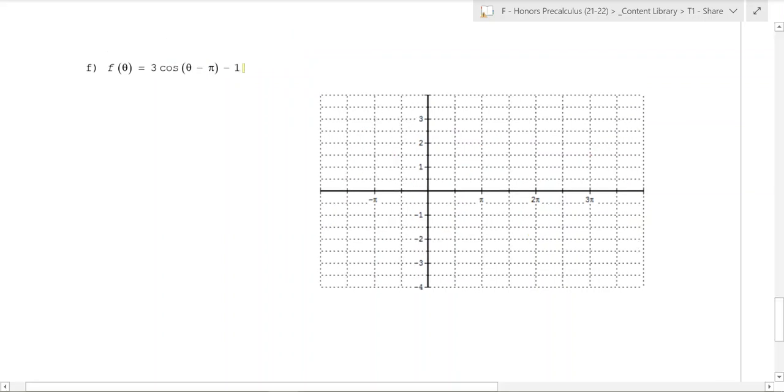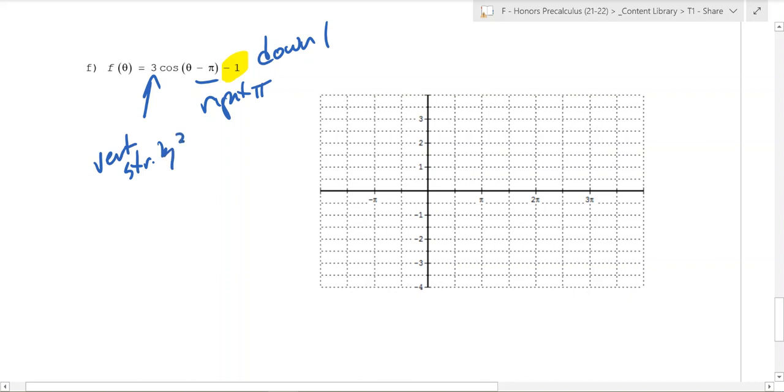So what happens here, this means the whole thing's going to go down 1. This is going to go right pi, and then vertical stretch by 3. So when you do this, what you want to do is move it pi to the right, and then down 1. So cosine usually starts here, but if you stretched it by a factor of 3, it would be up here. Now we're going to go pi to the right and down 1.